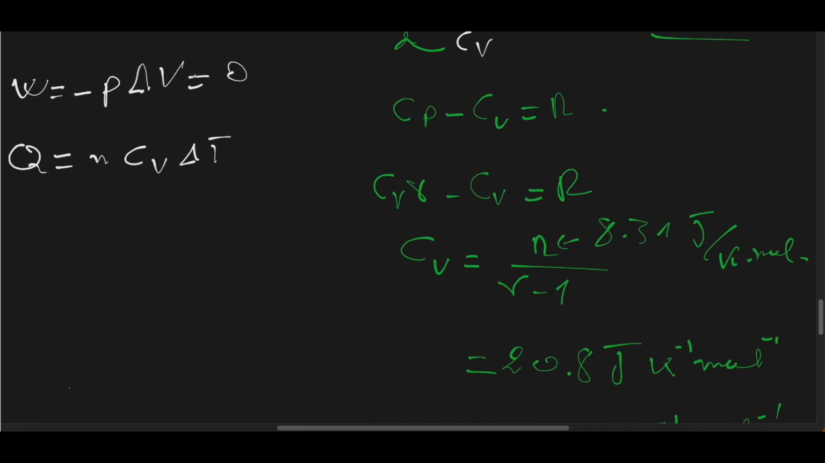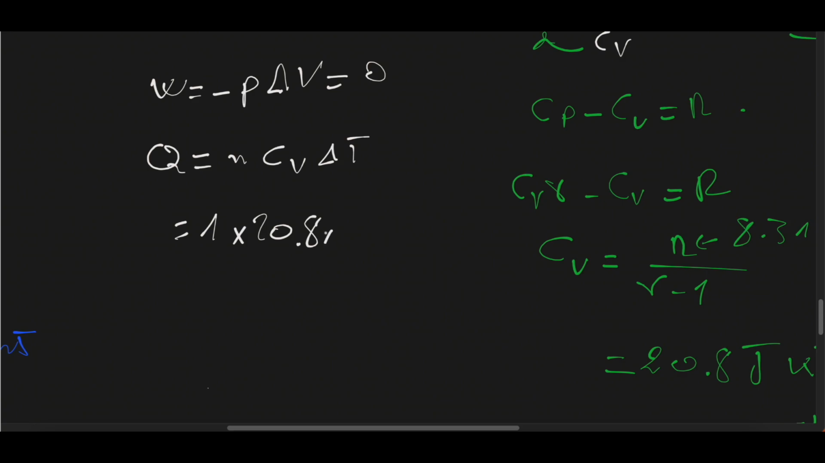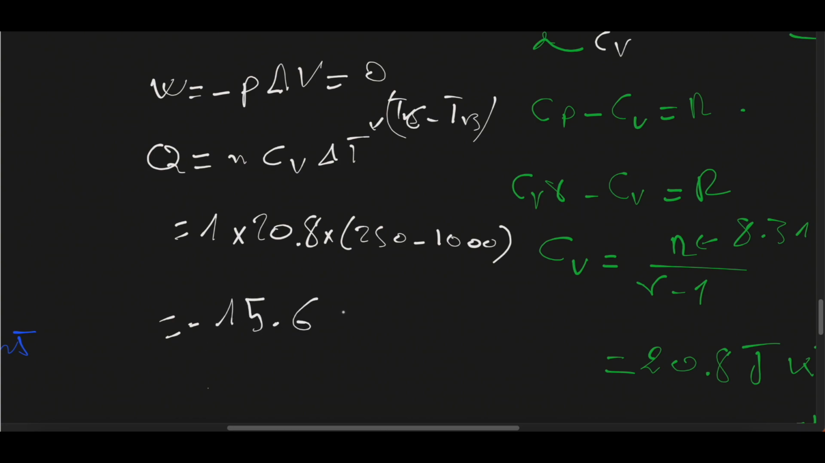So we can replace here 1 times 20.8 times the temperature change, the final temperature. Here we have T in state C minus T in state B, which is 250 minus 1000 Kelvin. So it will be a negative value because the final temperature is less than the initial temperature. By plugging each value in a calculator, we get the heat, which is equal to a value of minus 15.6 kilojoules.